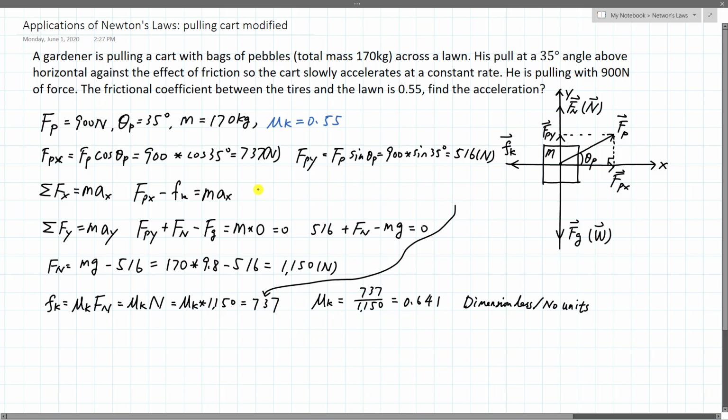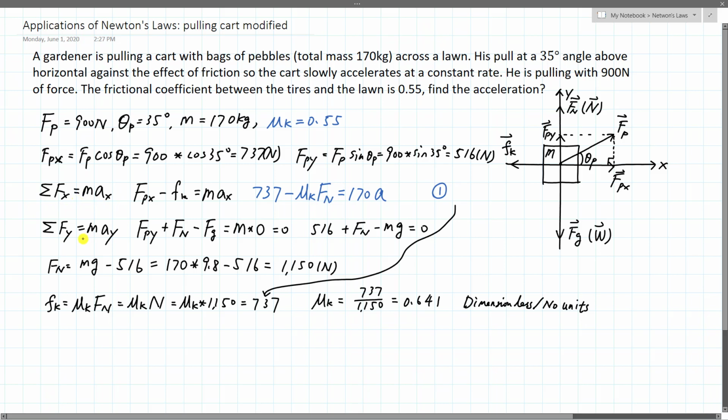So now we have the x component, which is 737, minus the frictional force, coefficient of friction times normal force. That's equal to mass times acceleration, so 170 times a. I omitted the x because I know there's no acceleration in the y anyway. So that's our equation. We can call that equation 1. This equation came from the x component of Newton's second law.